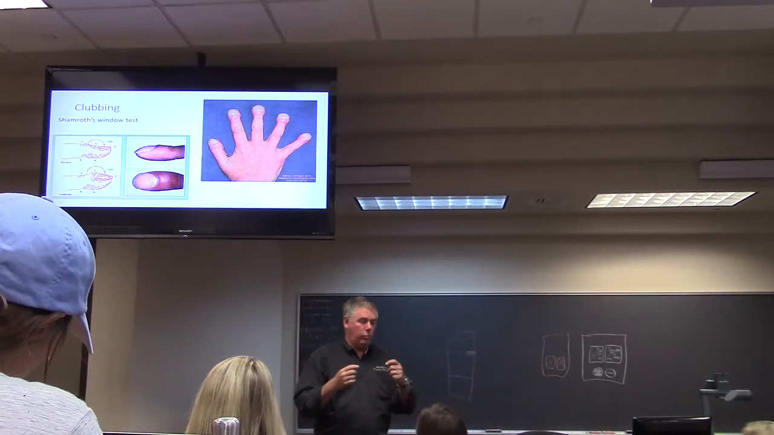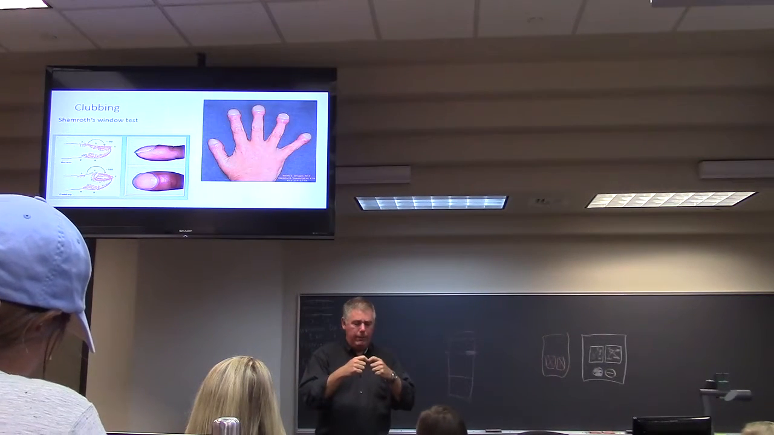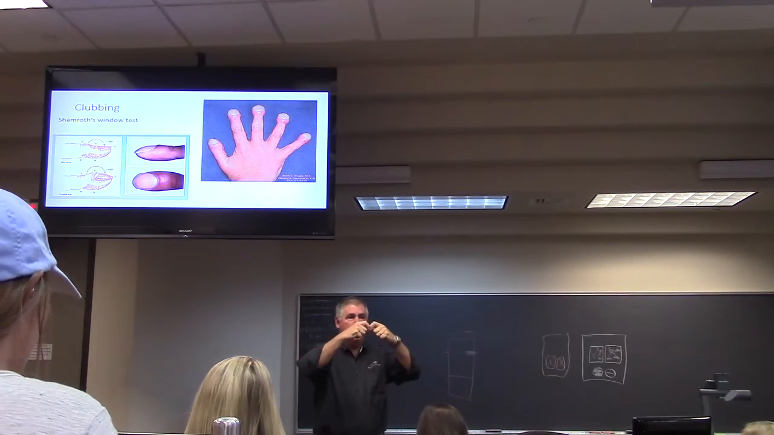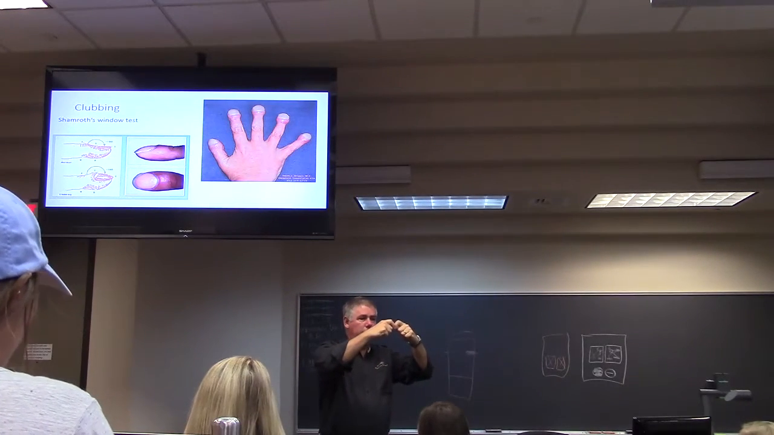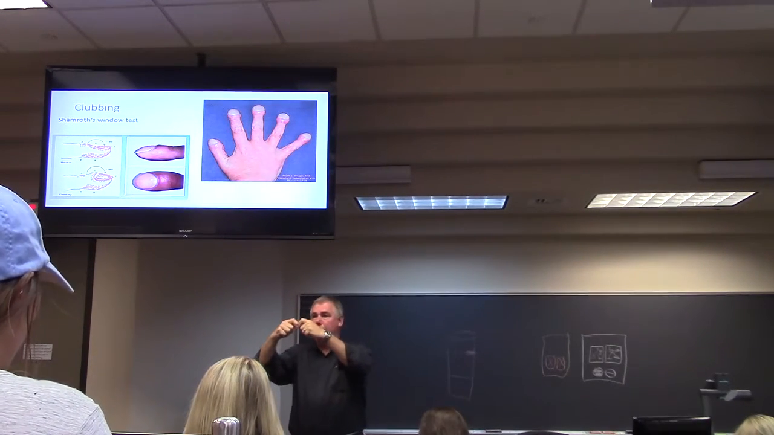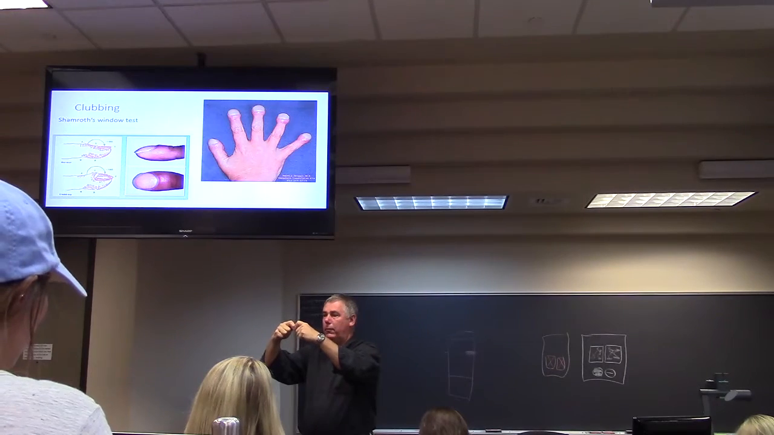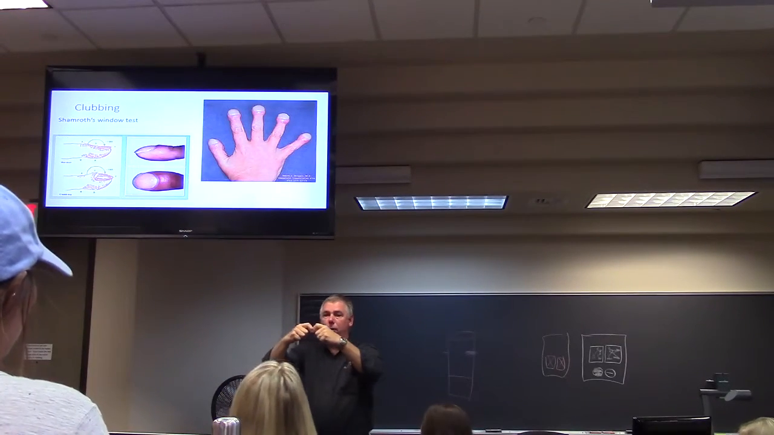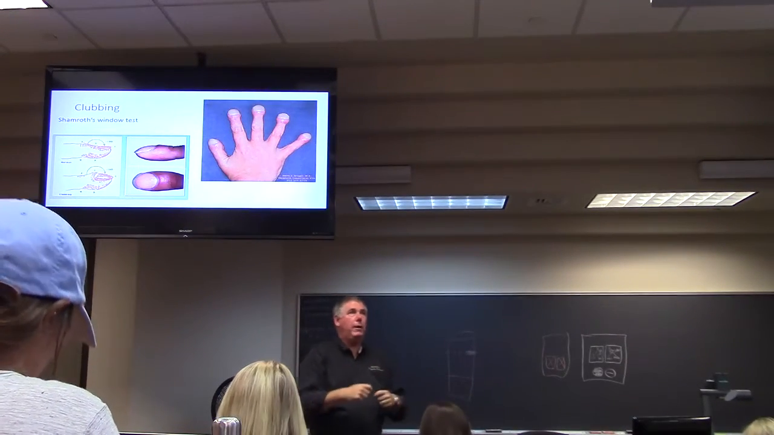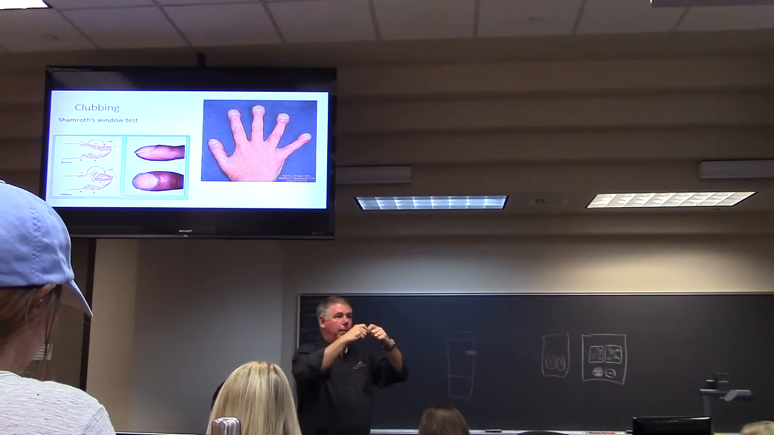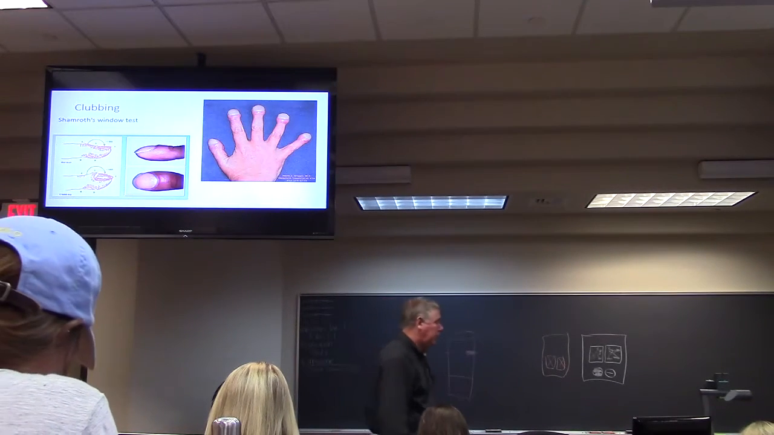The Schamroth window: if you put your fingers together like that, you'll see a little triangle, a little diamond. It's a diamond, right? Right here at the base of your nail. People with clubbing, you lose that little diamond. That's the test for it.